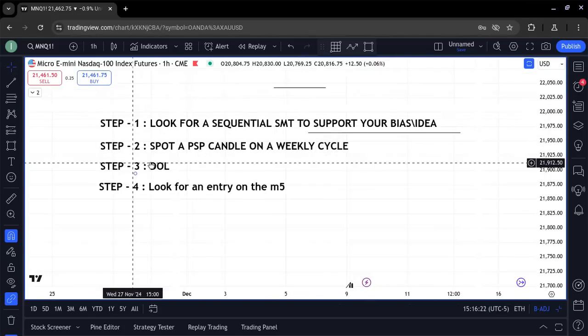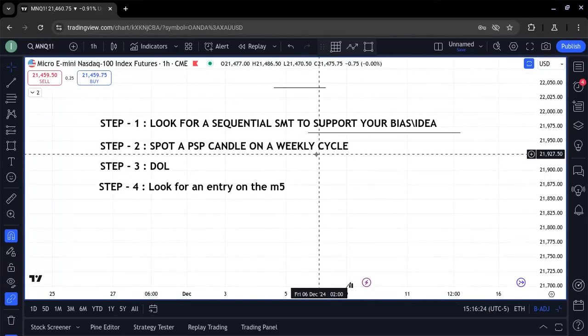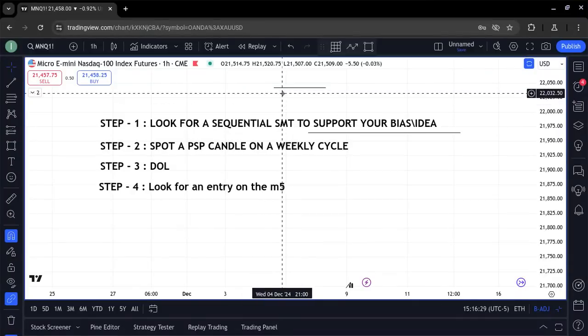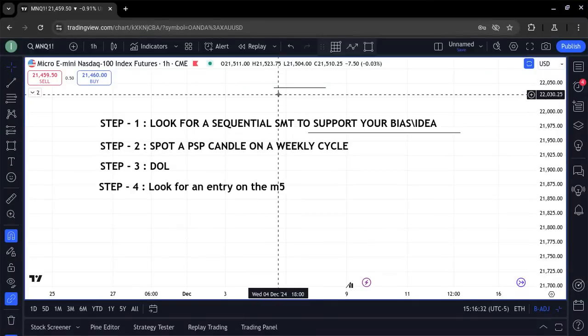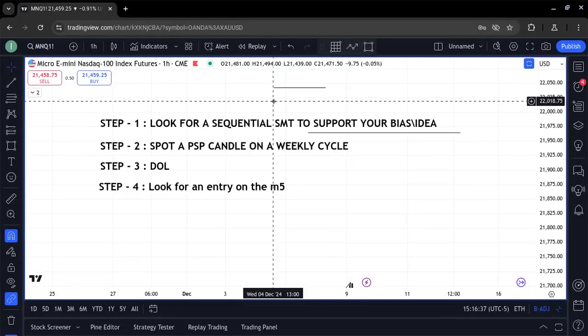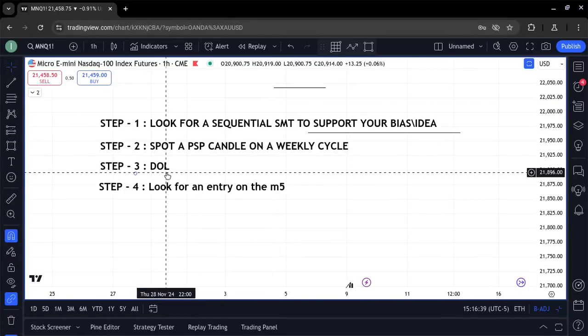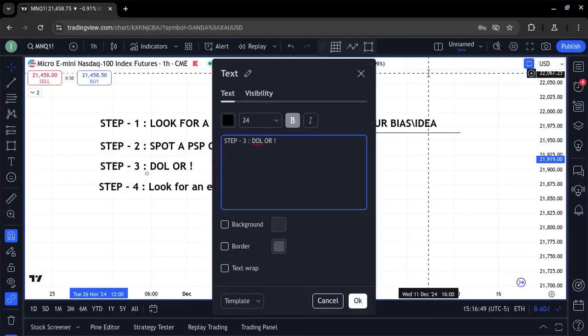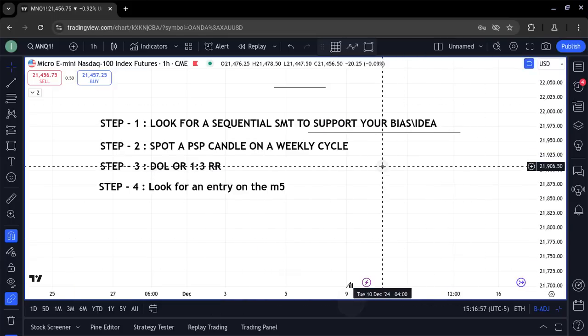And then spot a PSP candle on a weekly cycle. Okay, meaning a 1 hour time frame. You have to look for a PSP, meaning two assets closing in one way, and then one asset will have an opposite up close or down close candle. Okay, and then you have to have a clear drawn liquidity, or you can have a fixed 1 to 3 RR trade. That's it. That's all you need.